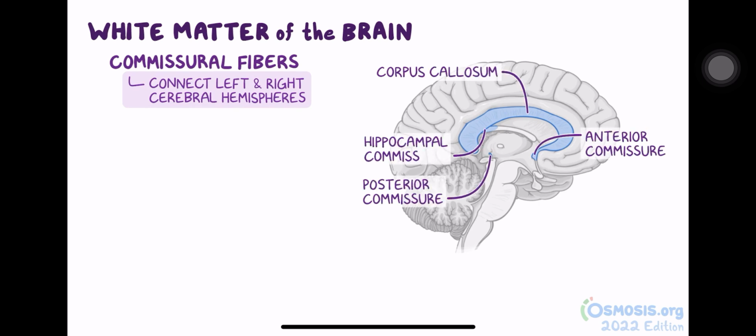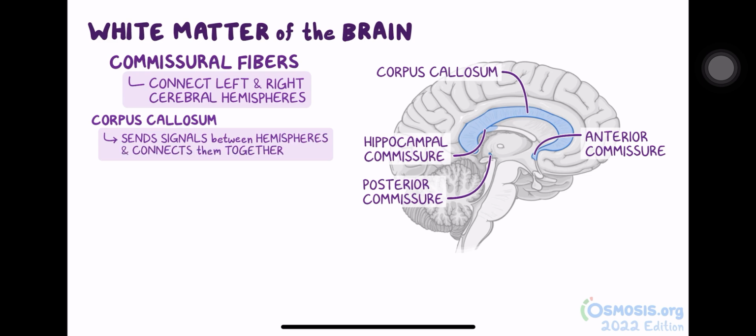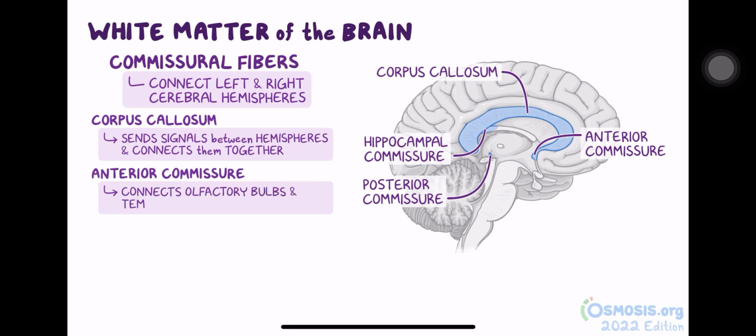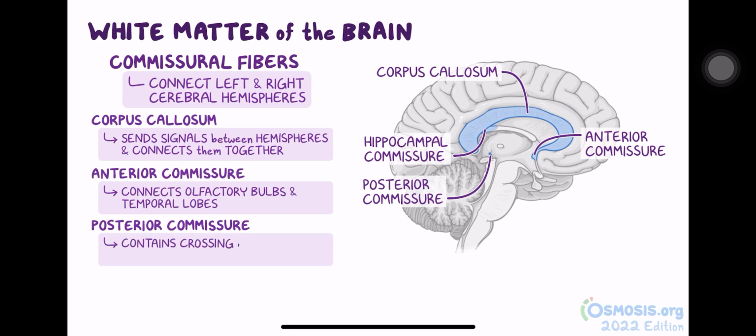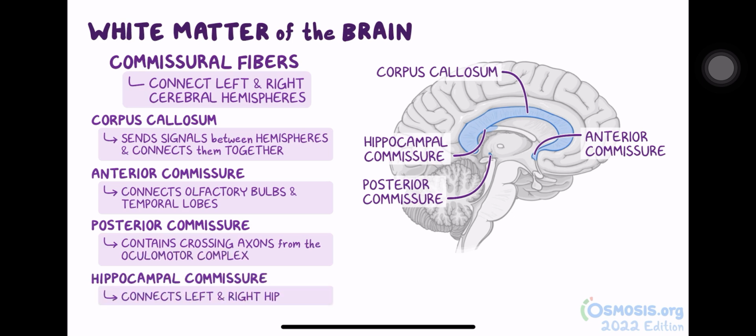the hippocampal commissure. The largest bundle of white matter is the corpus callosum, which sends signals between the 2 cerebral hemispheres and connects them together. The anterior commissure is a much smaller white matter structure that mainly connects the olfactory bulbs and the temporal lobes of each hemisphere. The posterior commissure is a small commissure located in the posterior diencephalon and contains crossing axons from the oculomotor complex. And lastly, the hippocampal commissure connects the left and right hippocampi.